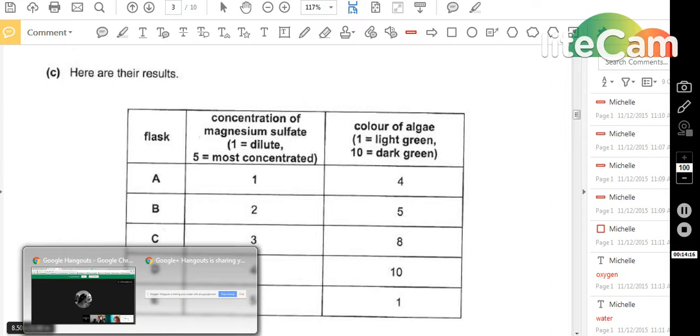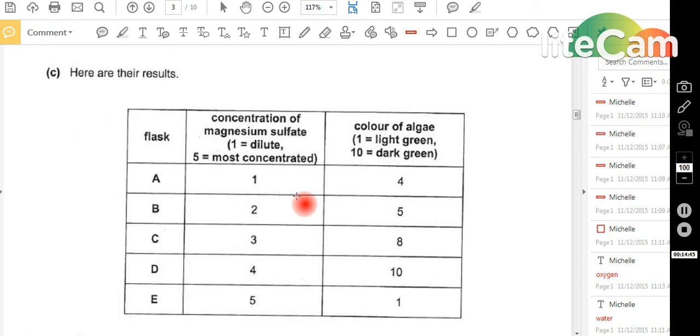glass you put 1 spoon of sugar and you mix it up. In the other glass, you put 4 spoons of sugar and you mix it up. The diluted solution is the one with only the 1 sugar in it. The more concentrated sugar solution is the one with the 4 sugars in it. Okay, does that make sense to all of you? Okay, so in this case, the 1 would be the least magnesium in it. Number 5 has the most magnesium in it.